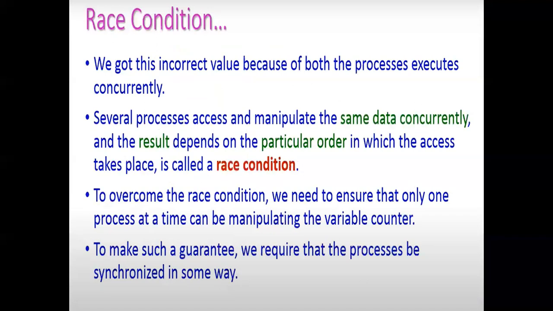To overcome the race condition, we need to ensure that only one process at a time can be manipulating the variable counter. So the two processes, producer process and consumer process, cannot access the count value at the same time. To make such a guarantee, we require that the processes be synchronized in some way.